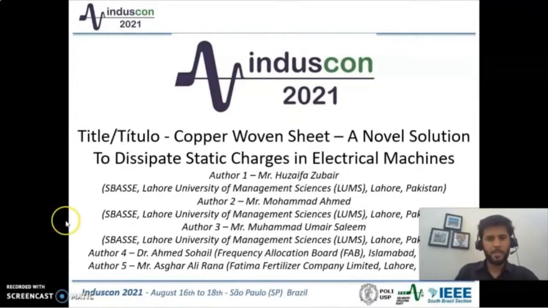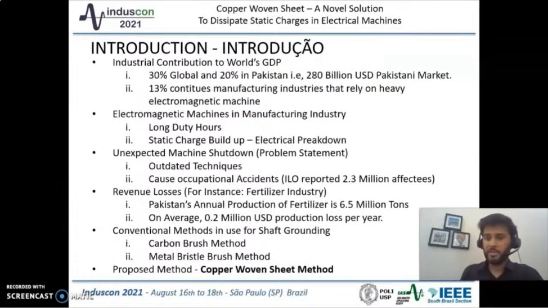Moving on with the introduction, we know that the industrial contribution to GDP is very important, about 30% global and 20% in a developing country like Pakistan. These industries are majorly dependent on electromagnetic machines like generators and motors, because of their long duty hours. But the issue is, when they are continuously running at 3,000 RPM, they build a static charge, and that static charge causes electrical breakdown in the long run.